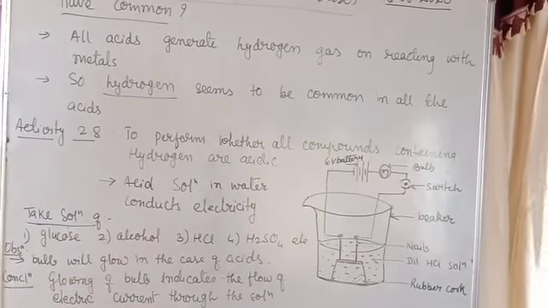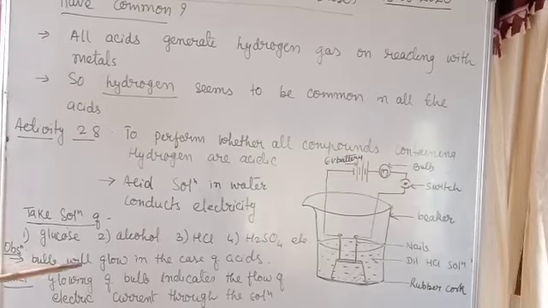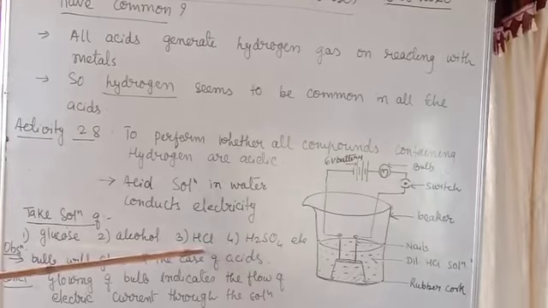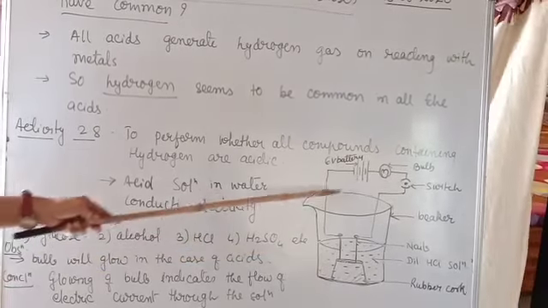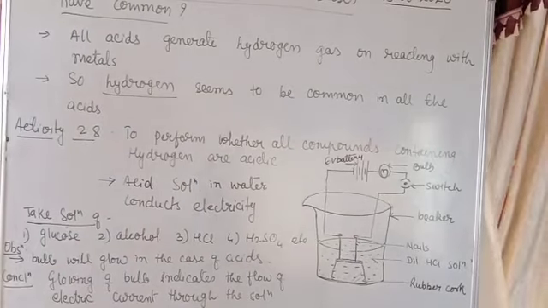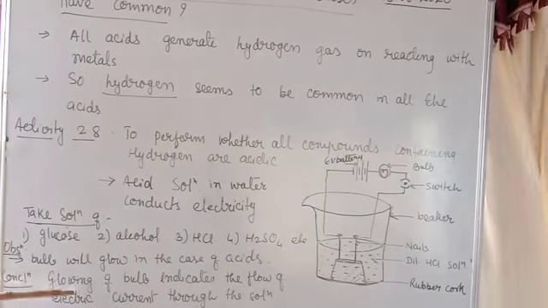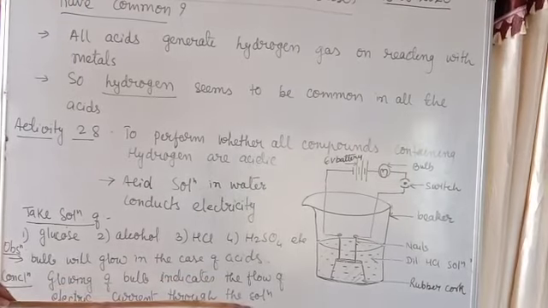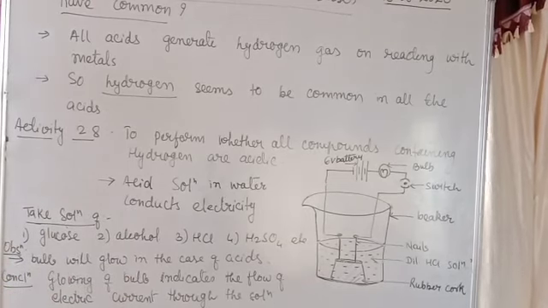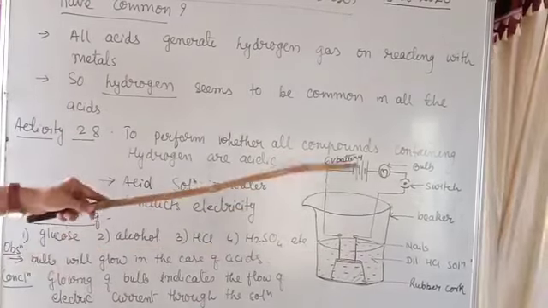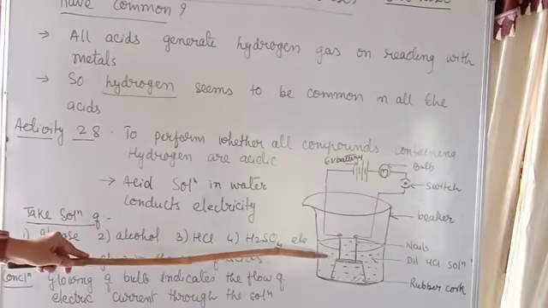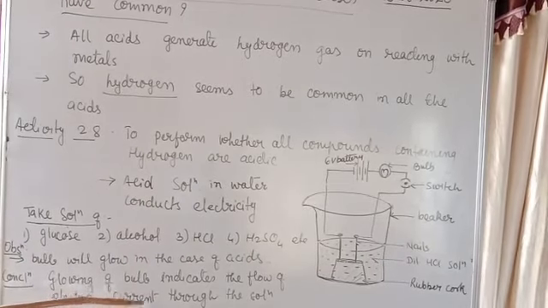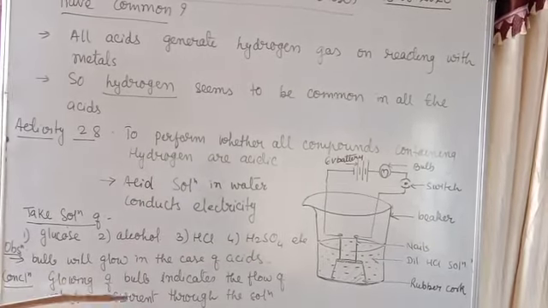Now, the observation is such that the bulb will glow in the case of acids. Only in the case of acids, when we put HCl or H2SO4, the bulb will glow. What is the conclusion for this? Glowing of the bulb indicates the flow of electric current through the solution. And what is the reason behind the flow of electricity? Ions.